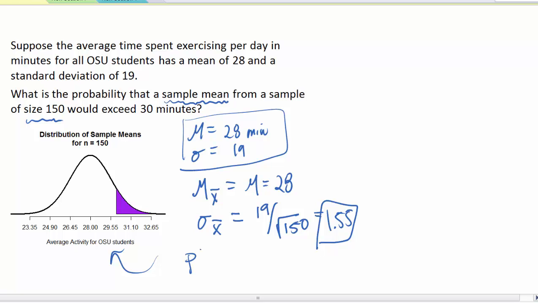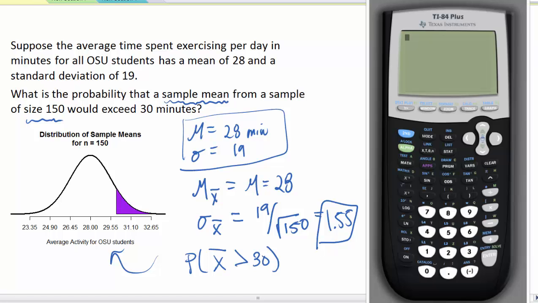Now if we want to find the probability that x bar is greater than 30, we can either find the z-score for this, or when we're using the TI-84, we just use the normal CDF command. So we go to second, distribution, scroll down to normalcdf, and here we want to put in our lower bound, that'll be 30. The upper bound will be infinity. Again, this is 1 second EE to the 99. That'll be a really big value.